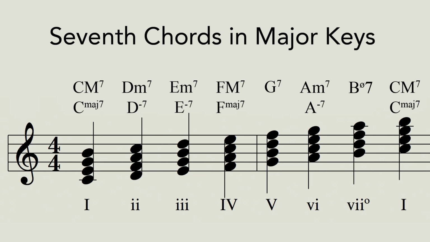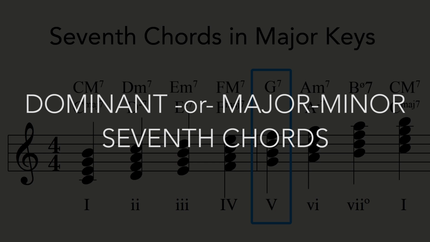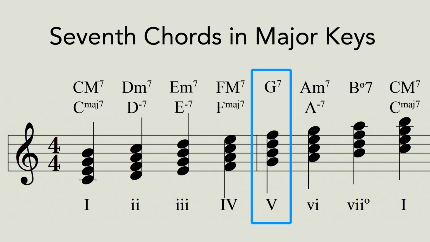In this video, I want to explain as quickly as possible all of the naturally occurring seventh chords within major keys. We previously talked about the dominant seventh chord and how it's basically a major triad with a minor seventh stacked on top of it, which is why they're also referred to as major-minor seventh chords. We also said that dominant seventh chords naturally occur on the 5 chord in major keys.